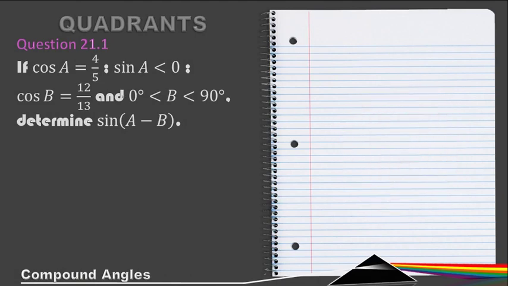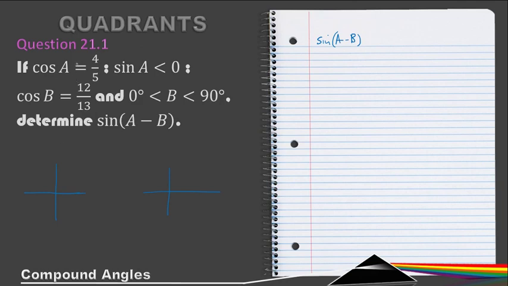So for question 21, over here we've got cos A is 4 over 5, sin A is negative or less than 0, and then cos B is 12 over 13. We've got this restriction over here, and we need to determine sine A minus B. Alright, so first of all I'm going to draw my quadrants, one for the angle of A and one for the angle of B.